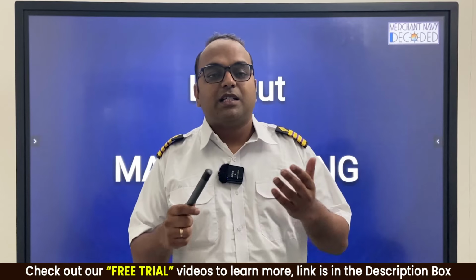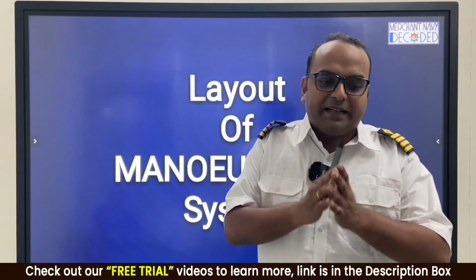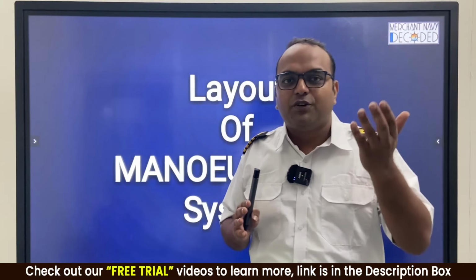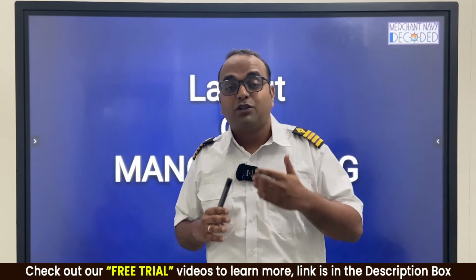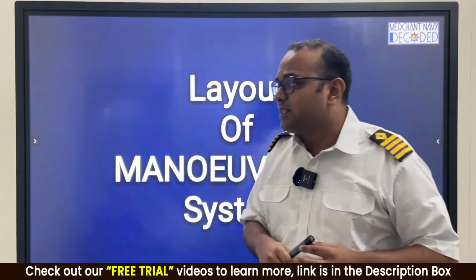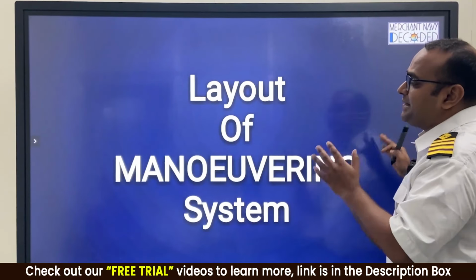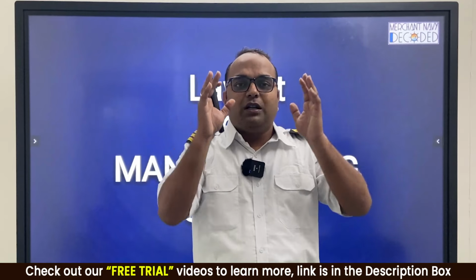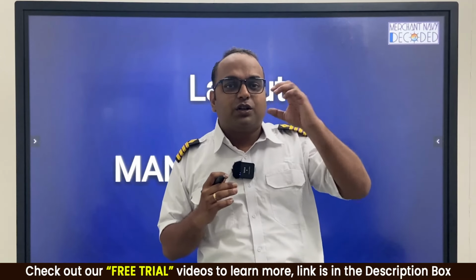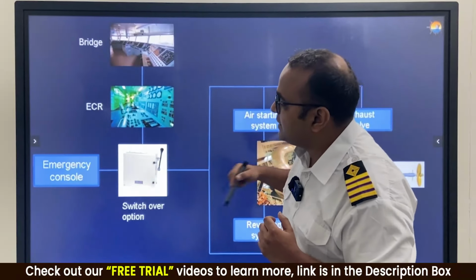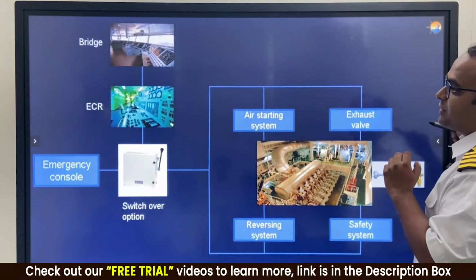In the last class we showed the difference between the olden days, how the maneuvering used to be, and what is happening right now. In this class we will start with the basic layout of the maneuvering system. Basic layout means what all things are being connected here, what are the major areas through which the maneuvering system is connecting.